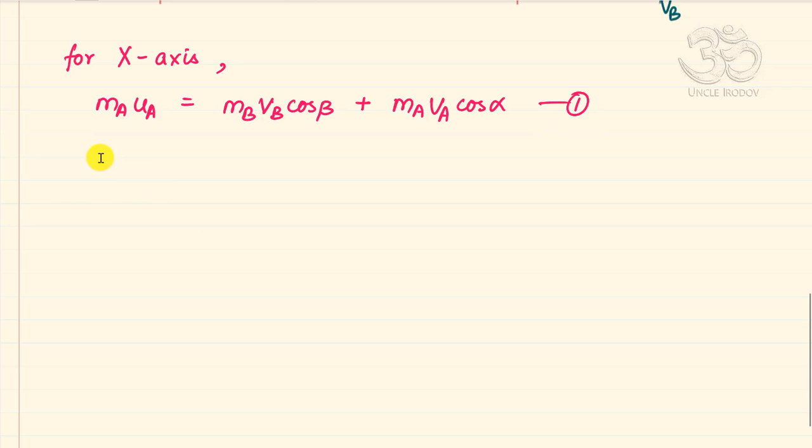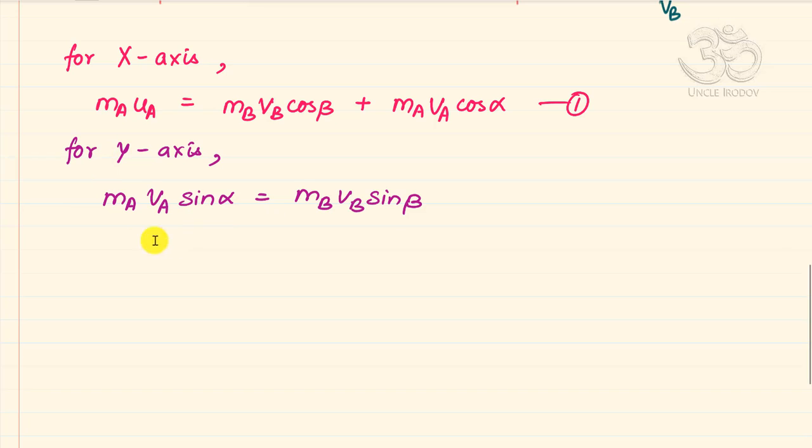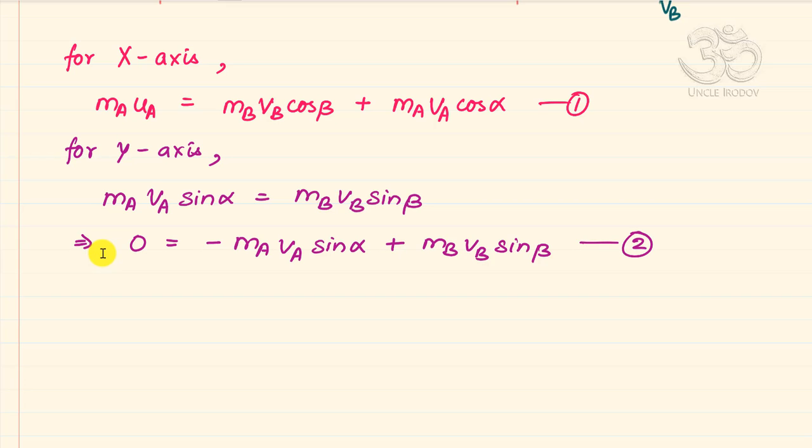So for the y-axis I have MA VA sine alpha is equal to MB VB sine beta. Now I can write this in a slightly different form, and say 0 is equal to minus MA VA sine alpha plus MB VB sine beta. This is equation number 2.